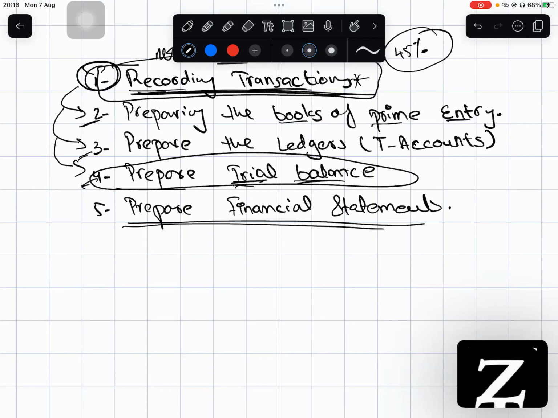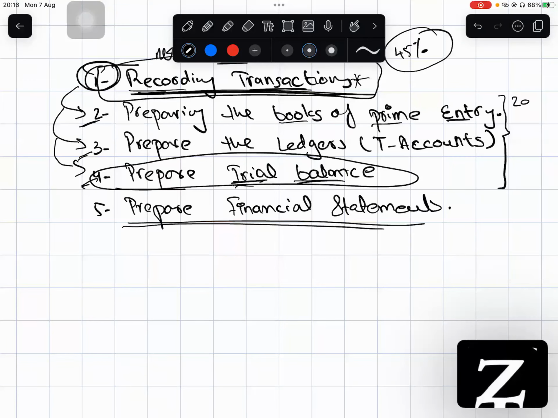Now, I think this is 45%. All of this would be around 20%. So that's 65%. And the remaining 35% is the preparation of financial statements. So this is basically the main aim of any particular accountant.